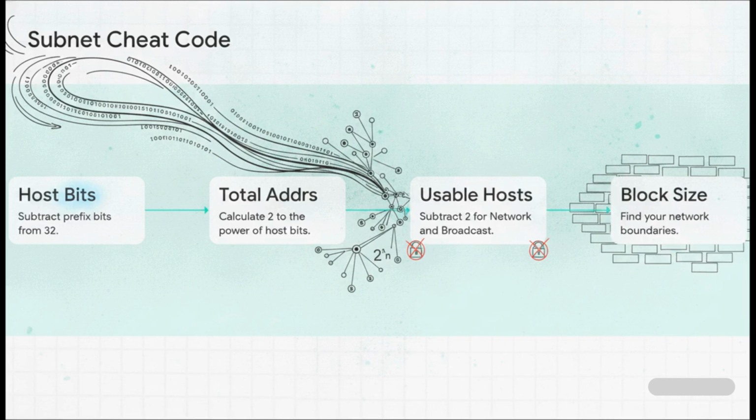Given an IP and a CIDR slash, you just follow these 4 logical steps. First, identify your host bits by subtracting the prefix from 32. Second, calculate your total addresses by taking 2 to the power of those host bits. Third, subtract 2 for your usable hosts, remembering our network and broadcast reservations from a second ago. And finally, determine your block size to step through the network and find your exact boundaries.